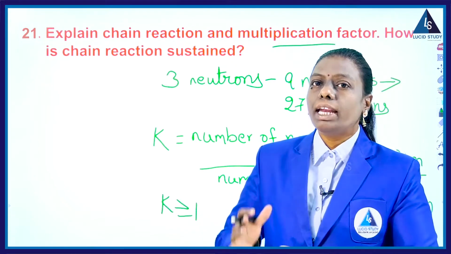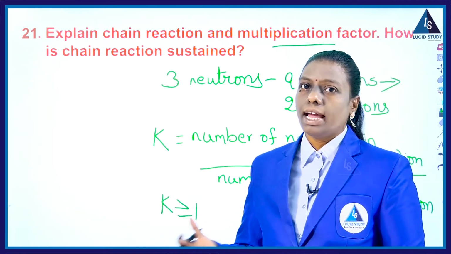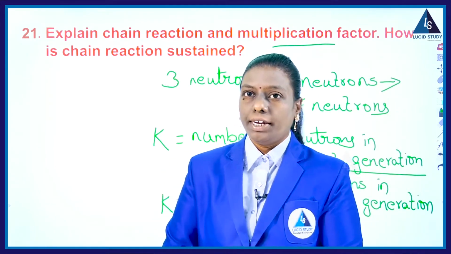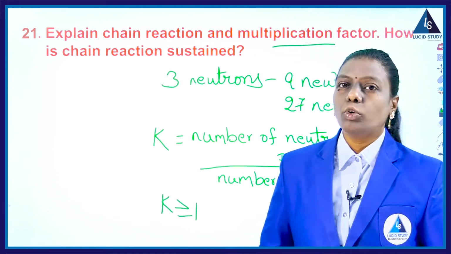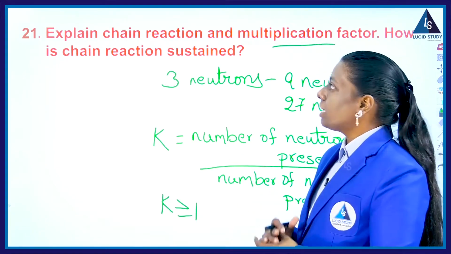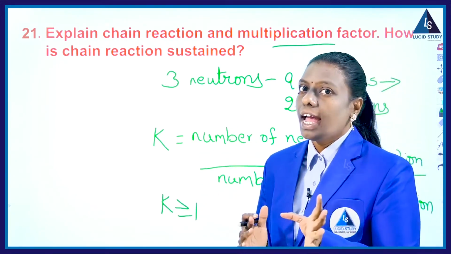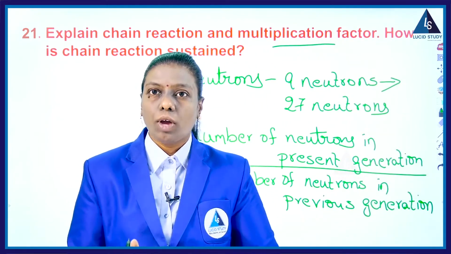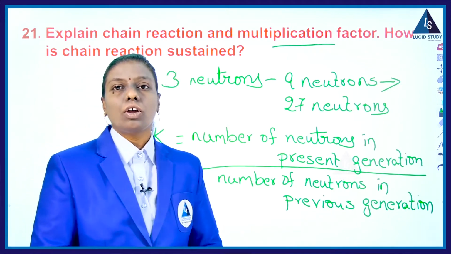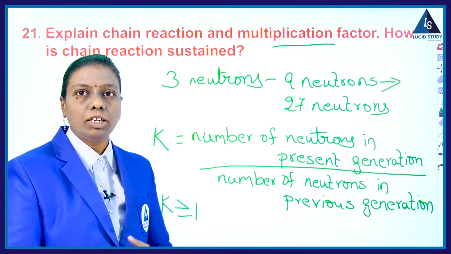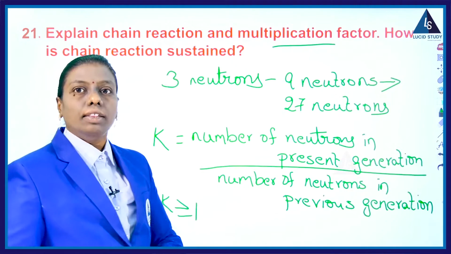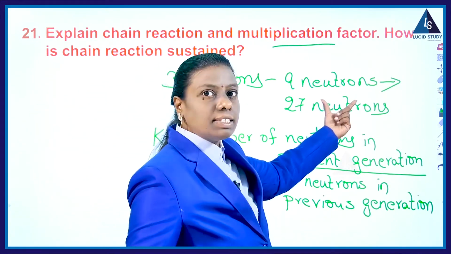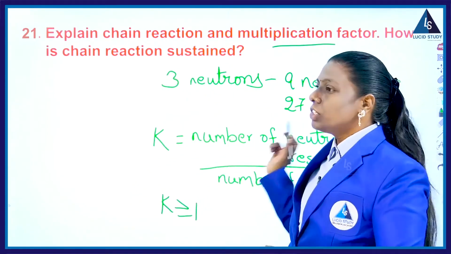Next, the fast moving neutrons should be converted into slow neutrons by passing them through the moderator. These are the points you have to write, children. The first point is to explain chain reaction. In a nuclear fission reaction, a chain reaction happens when one uranium atom is destroyed. It produces 3 neutrons, next it produces 9 neutrons, next 27 neutrons. Like this you will have the chain reaction.